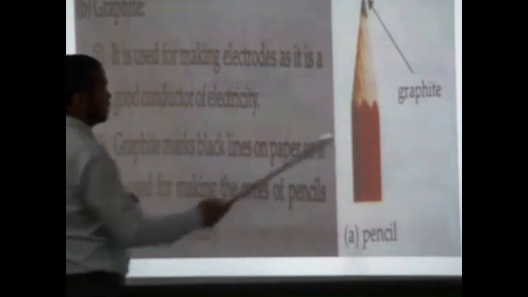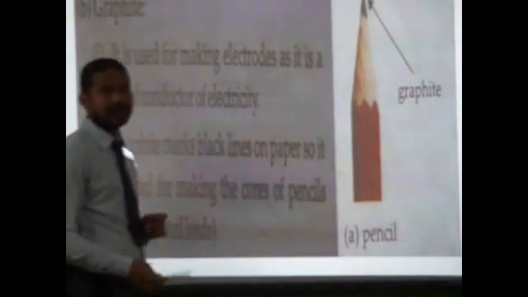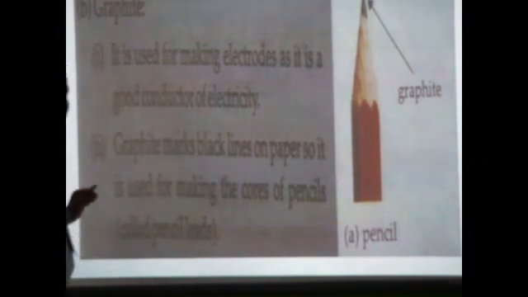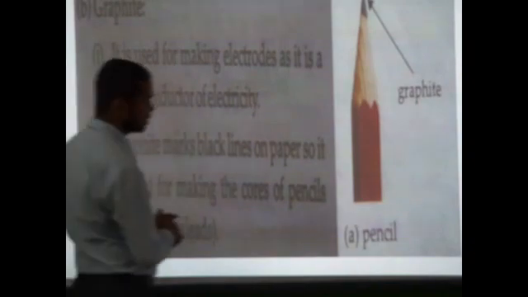Then comes graphite. You can see the tip of the pencil, the black part. The lead of the pencil is made up of graphite. Graphite is also a pure form of carbon. It is used for making electrodes as it is a good conductor of electricity.